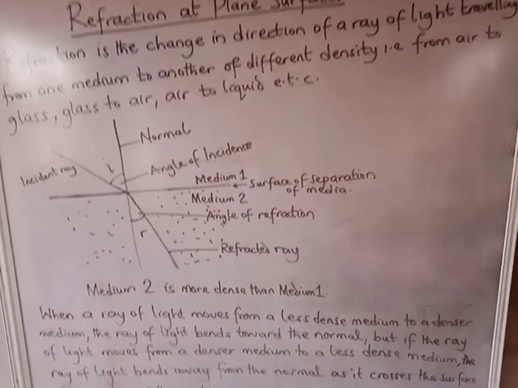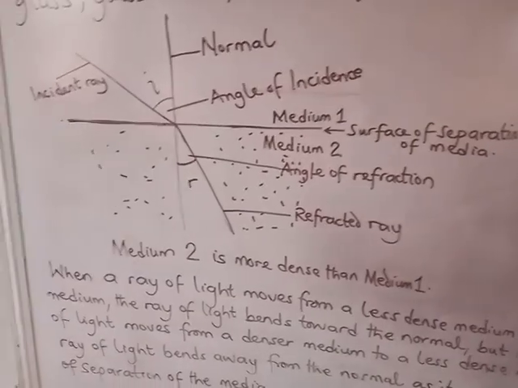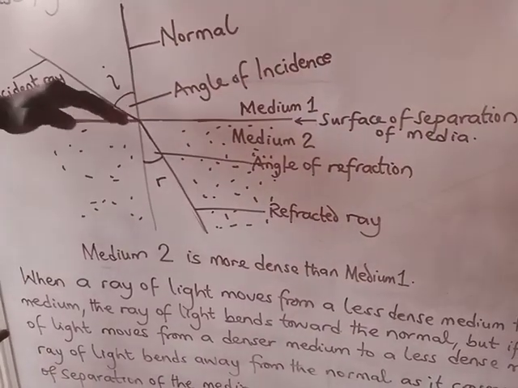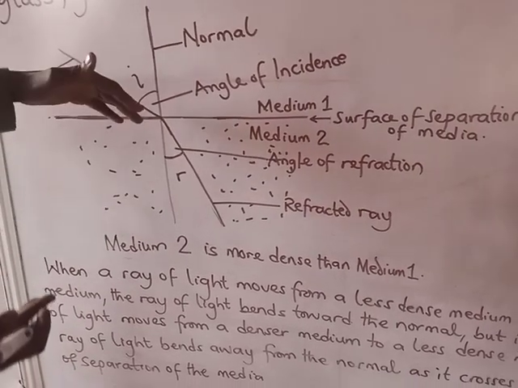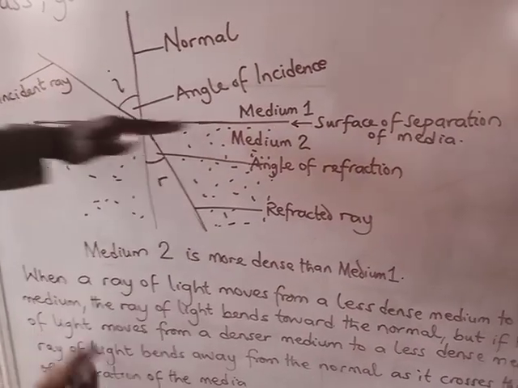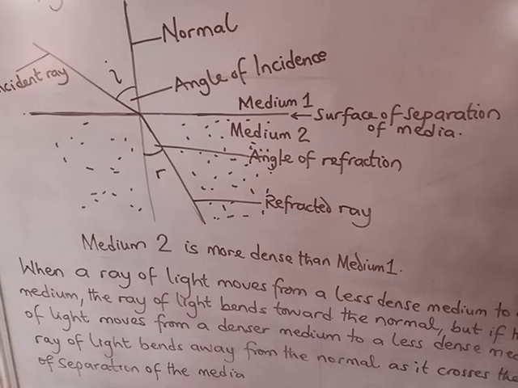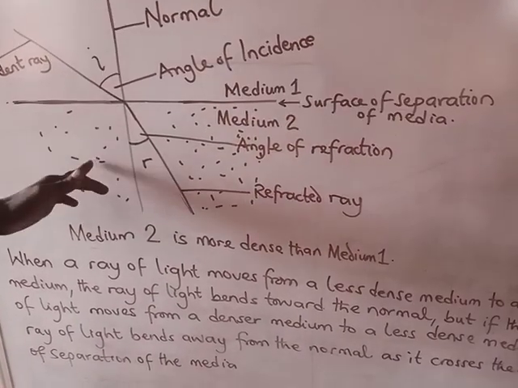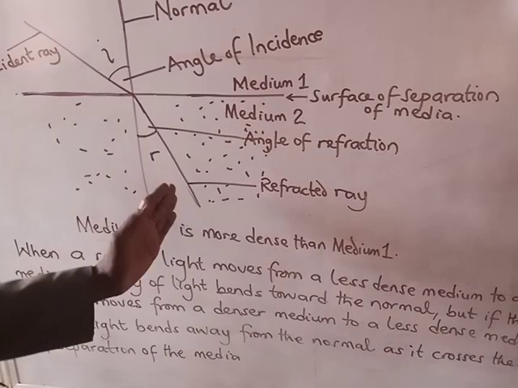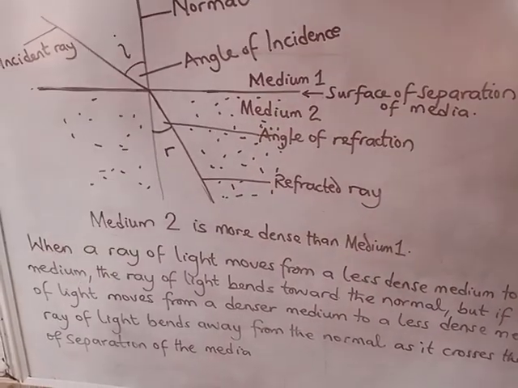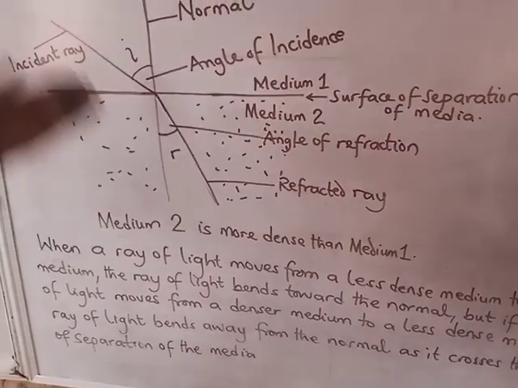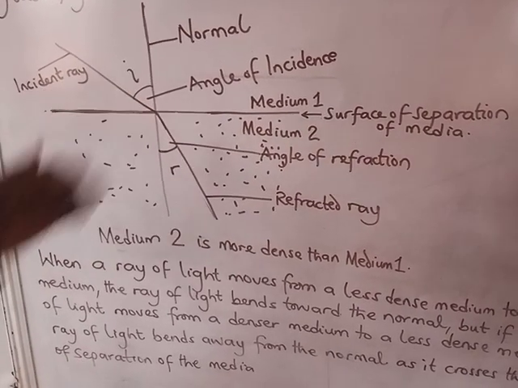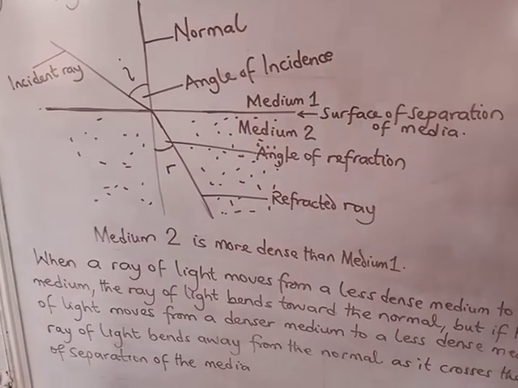You can see it there. Look at it now. You can see a ray of light is incident at this point. So this is the surface of separation of media. At this point, as it moves from this medium to another medium, you can see it bends towards the normal. This is the normal. Now the ray of light is coming this way. As it gets to the surface of separation of media, it moves towards the normal.